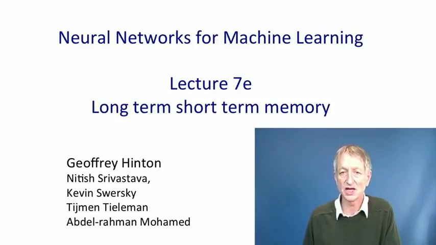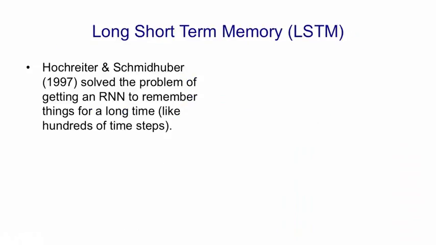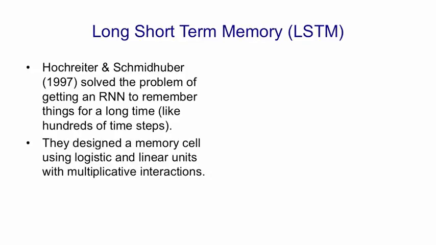interfere with the remembered state. Long short-term memory has been very successful for tasks like recognizing handwriting, where it's won a number of competitions. In 1997, Hochreiter and Schmidhuber published a paper in Neural Computation that solved the problem of getting a recurrent neural network to remember things for a long time. Their recurrent nets could remember things for hundreds of time steps. They did this by designing a memory cell that used logistic and linear units with multiplicative interactions.